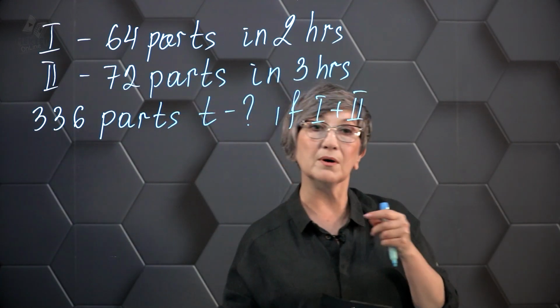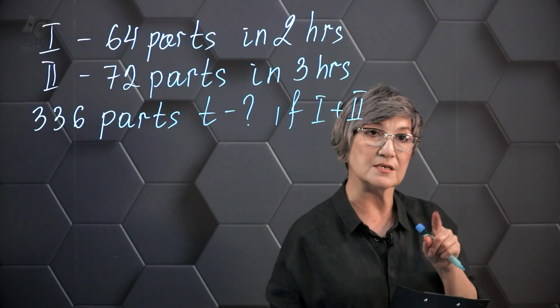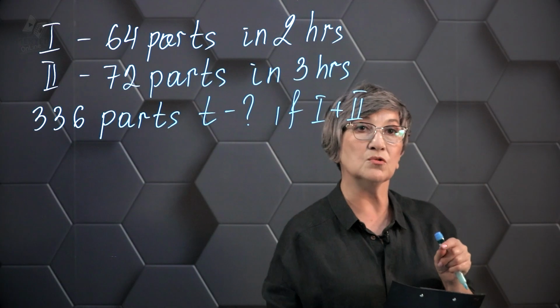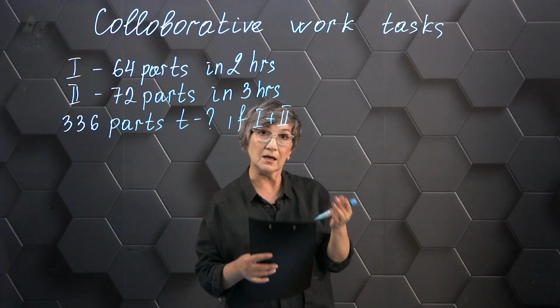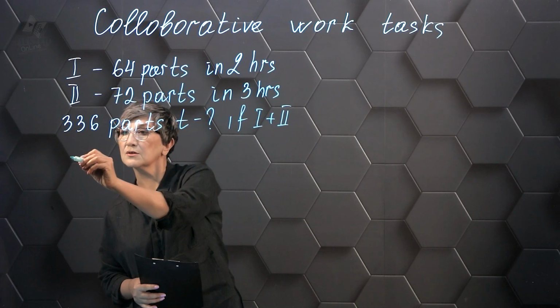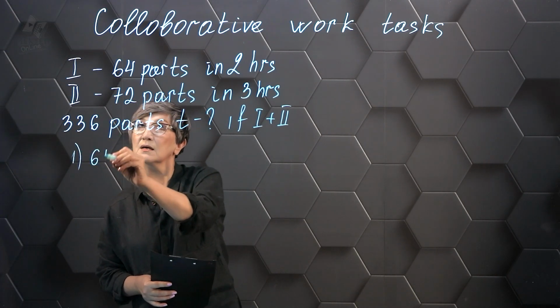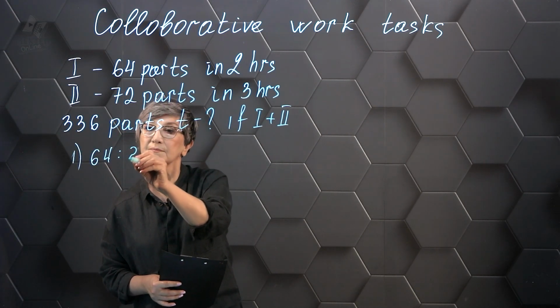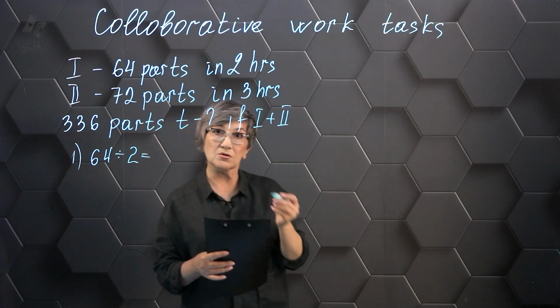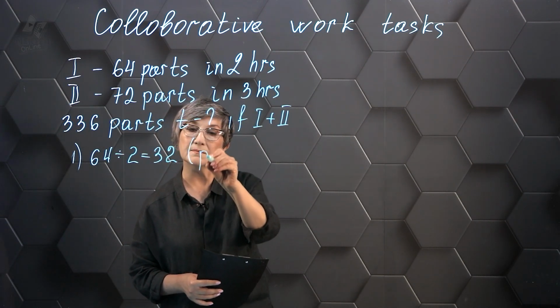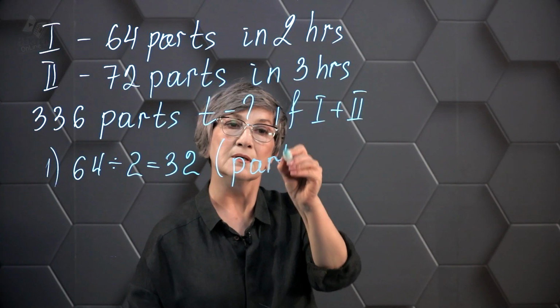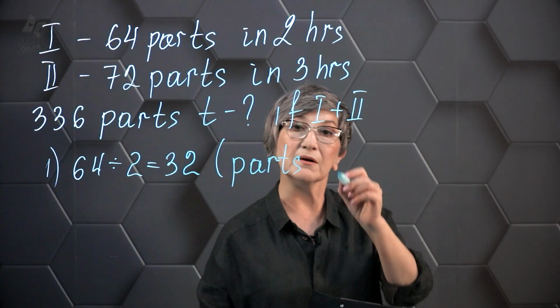If the first group makes 64 parts in 2 hours, then we can calculate how many pieces they make in 1 hour. To do that, we need to divide 64 by 2. The result is 32 parts. The first group makes 32 parts in 1 hour.